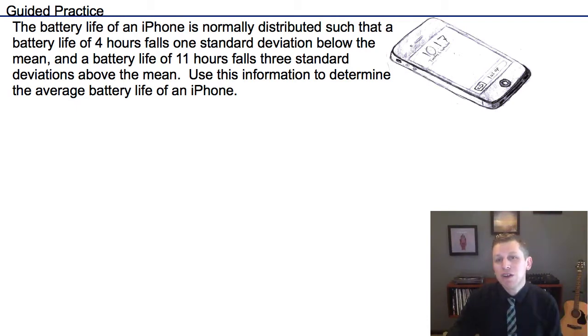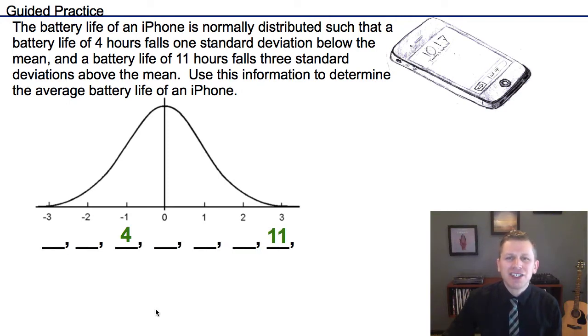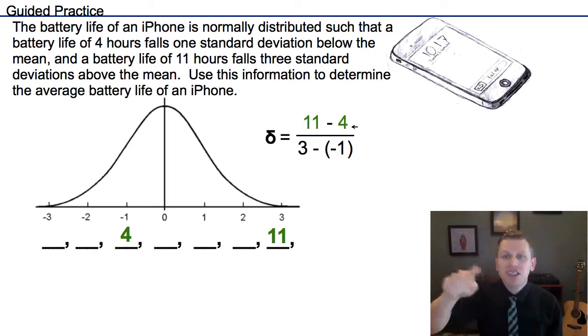So the first thing we want to do is bring up our normal distribution curve and label the data that we know. We know that 4 hours falls 1 standard deviation below, and 11 hours falls 3 standard deviations above. Here we need to find the standard deviation. To do so, we can just subtract 11 minus 4. That will let us know how much these values went up by, and 3 minus negative 1, that will tell us how many spaces on the curve that we went up by.